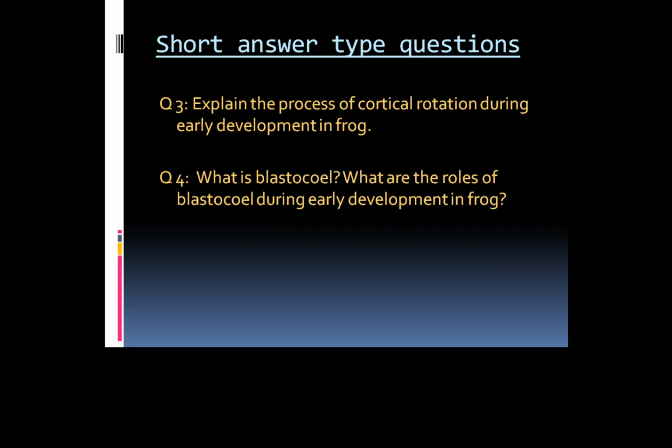Question 3. Explain the process of cortical rotation during early development in frog. Question 4. What is blastocoel? What are the roles of blastocoel during early development in frog?